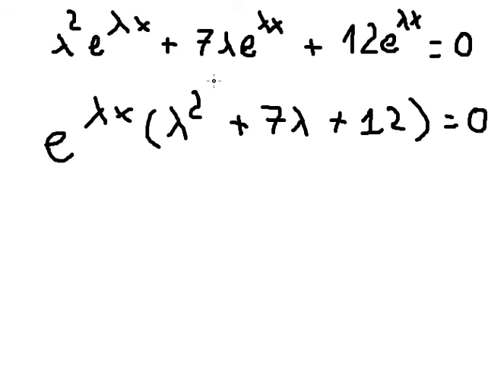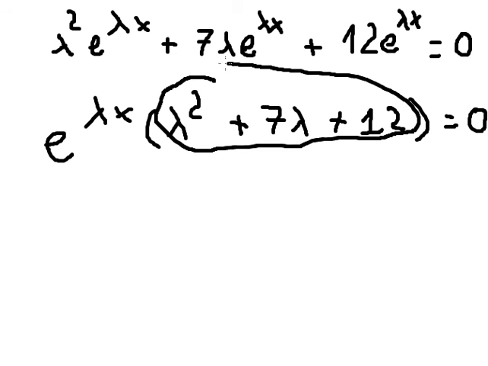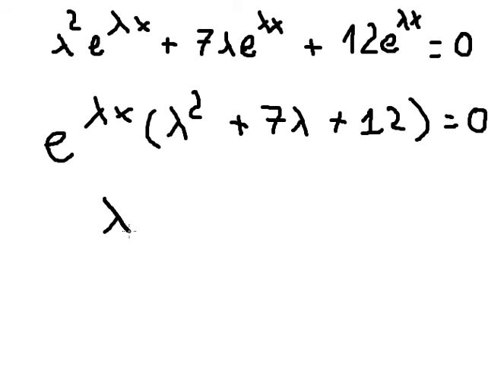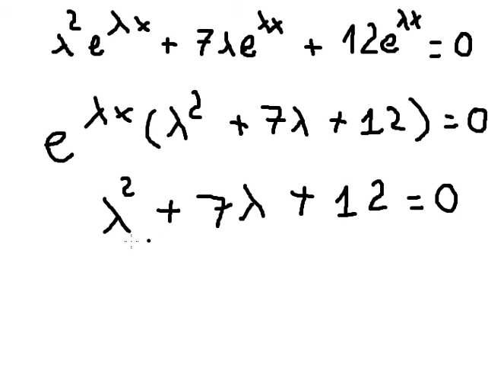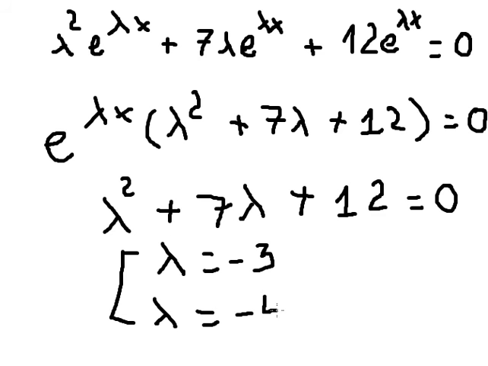Next, we need to find the solution of this one. And now we have it like this. Now we need to find the solutions of this one, and we have two solutions. So we have lambda equals negative 3 and lambda equals negative 4.